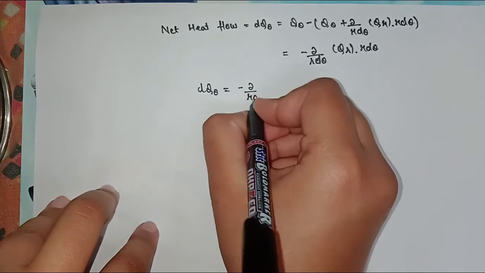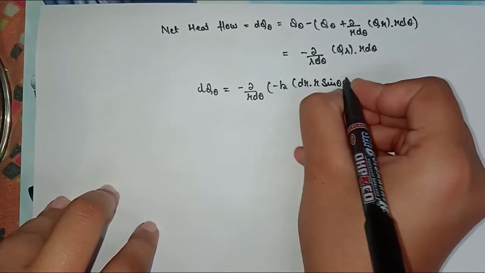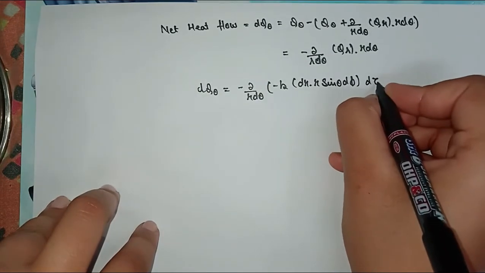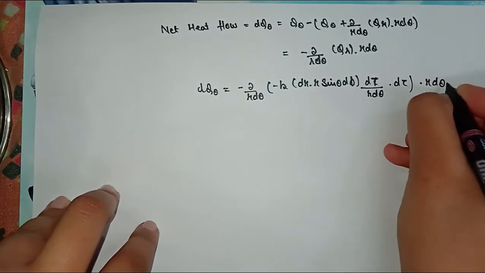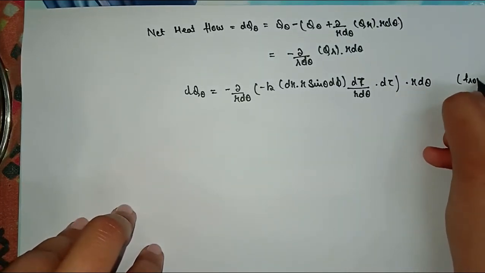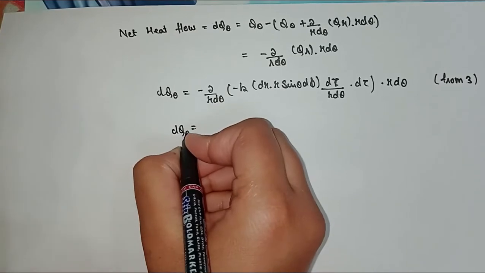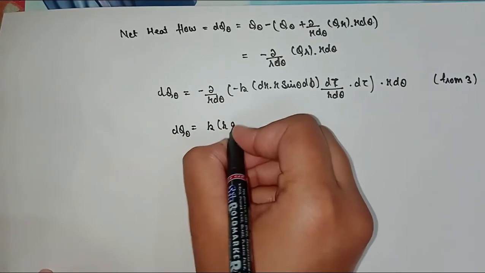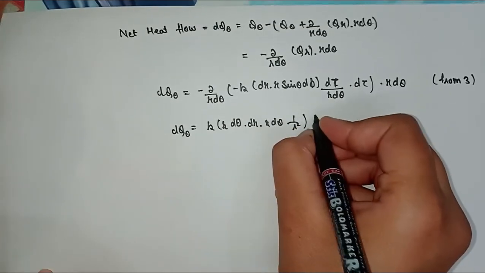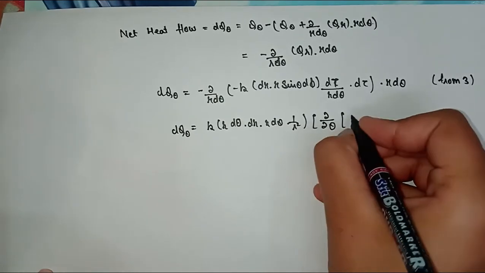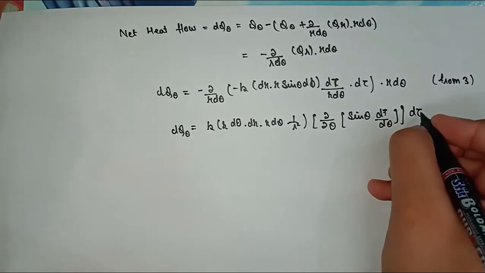Substituting the value of Qr from the previous equation, solving this, we will get dQ theta equals K into r d theta into dr into r d theta upon r square, partial derivative of sin theta into dt upon d theta with respect to theta into d tau.